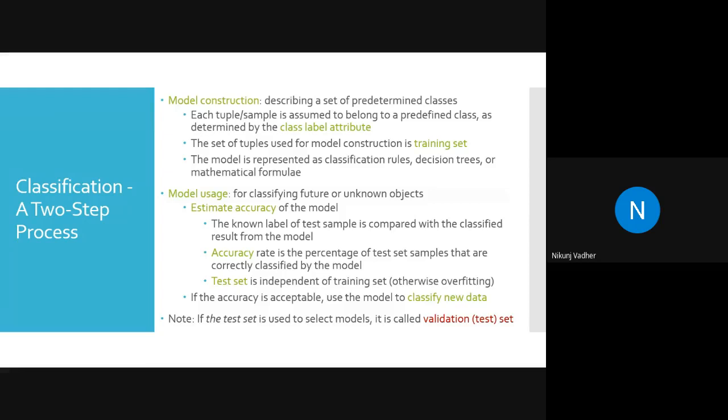Here it only mentions accuracy, but in machine learning we will focus on true positive rate, false positive rate, ROC, sensitivity, specificity. We will consider all the measures we studied in previous lectures. Why? Because by accuracy alone we cannot say whether the model has learned properly or not.